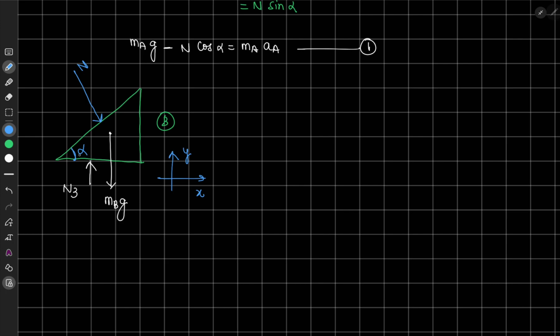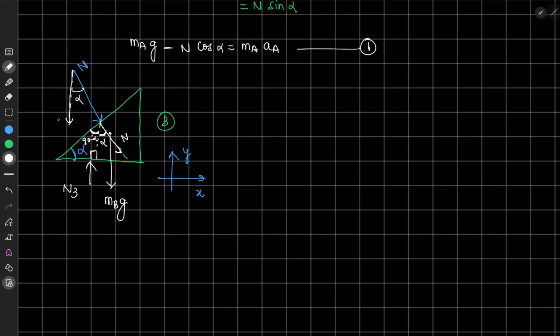If this particular angle is alpha, let us extend this a bit, then here this particular angle will be 90 minus alpha because this is 90 degrees, and this particular angle will be alpha if this is 90 minus alpha, because the normal force will be making an angle of 90 degrees with this inclined plane. So if this angle is alpha, this is normal, so this is basically alpha.